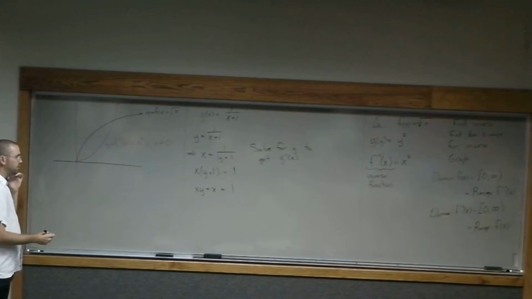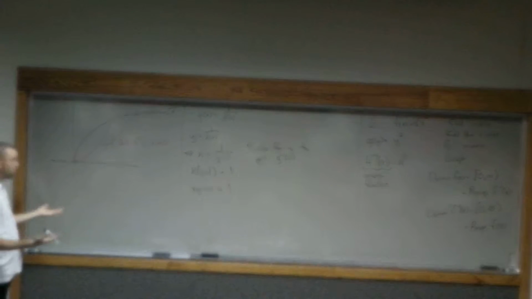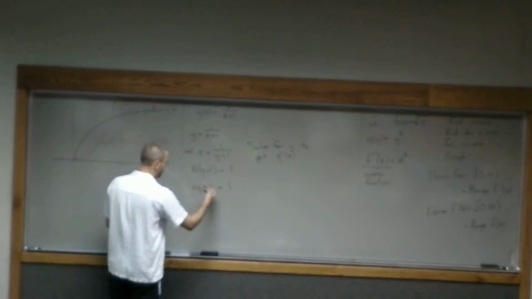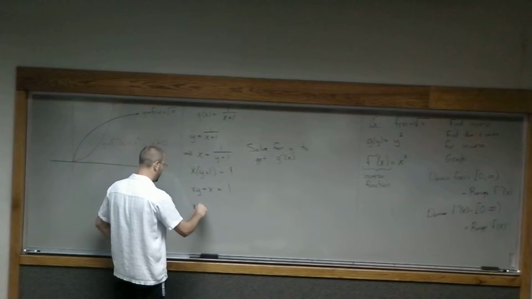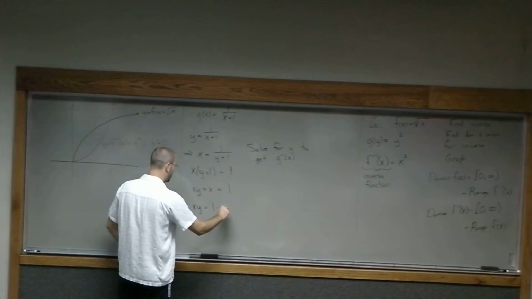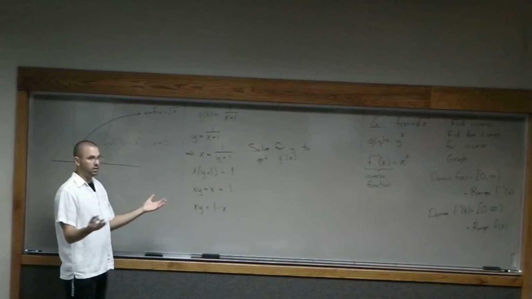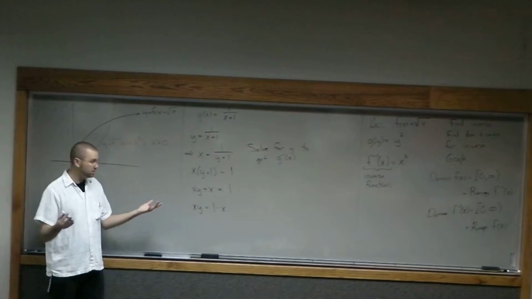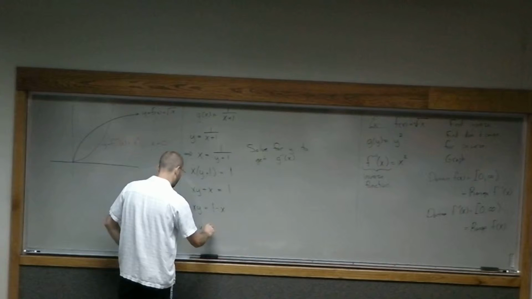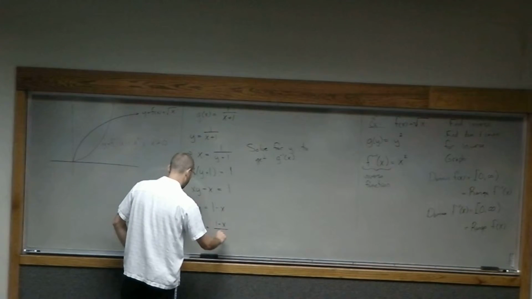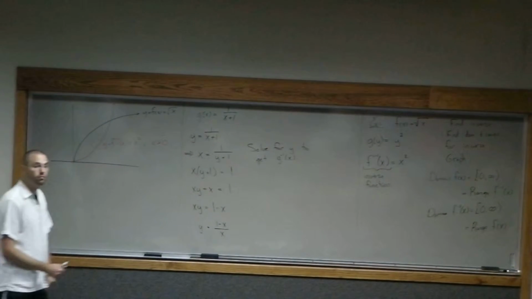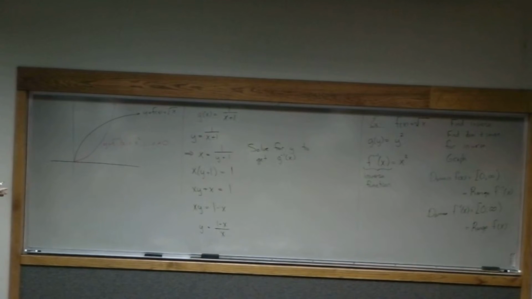And then what do we do from there? Well, I'm trying to solve for y, so I would move the other x over and get xy equals 1 minus x. And then the next step would be to divide by x, so y equals 1 minus x over x. That's one way of doing it.